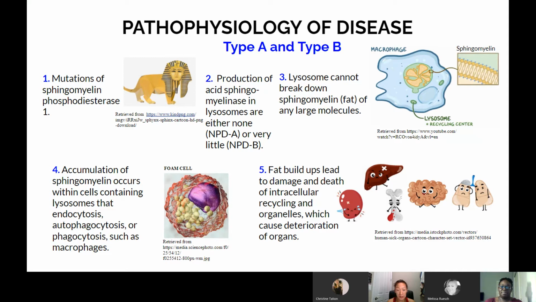such as macrophages, which will lead to damage and death of intracellular recycling and organelles. That will cause the deterioration of organs such as the lungs, the brain, the spleen, the liver, or the bones. Next.